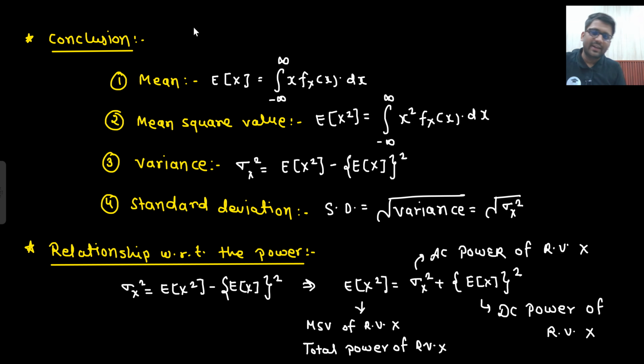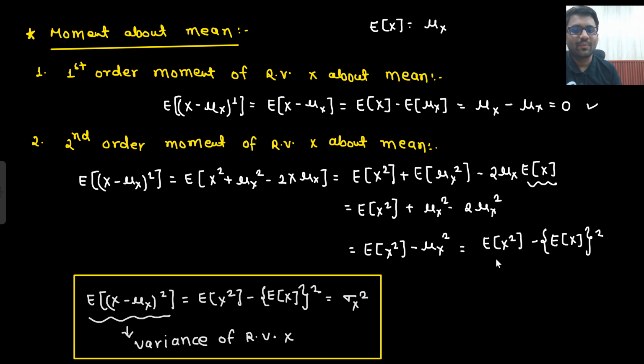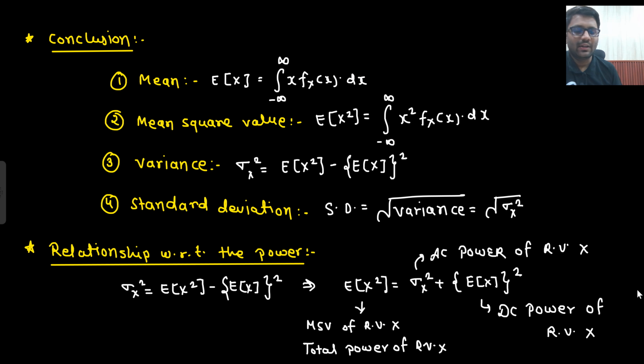So this slide is the whole conclusion, whatever you need to remember. That's it. You will be able to write down the first order moment, second order moment, all these things. This is the slide which you need to remember. Nothing else. Mean you remember, mean square value you remember, expectation of x square. Variance you remember, expectation of x square minus expectation of x whole square. Standard deviation is nothing but the square root of variance. Then they can ask in terms of power as well. So you would remember the formula of variance.